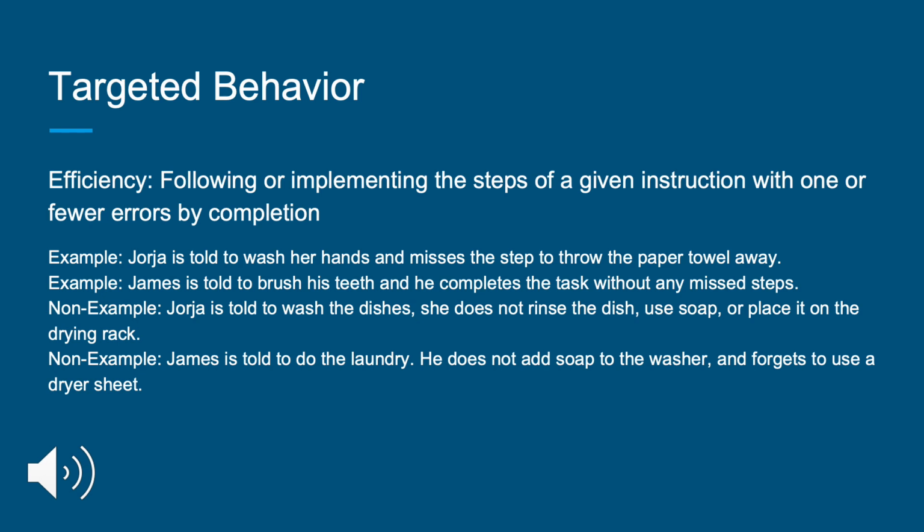Our targeted behavior for this replication is efficiency, and the definition that we came up for this one is following or implementing the steps of a given instruction with 1 or fewer errors by completion. An example of efficiency is Georgia is told to wash her hands and misses the step to throw the paper towel away. Another example would be James is told to brush his teeth and he completes the task without any missteps. A non-example would be Georgia is told to wash the dishes. She does not rinse the dish, use soap, or place it on the drying rack. And then another non-example would be James is told to do the laundry. He does not add soap to the washer and forgets to use a dryer sheet.